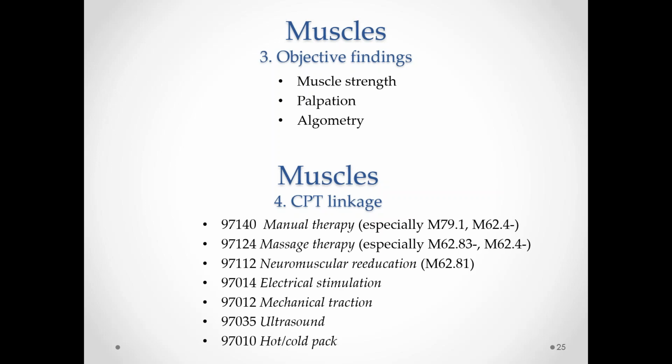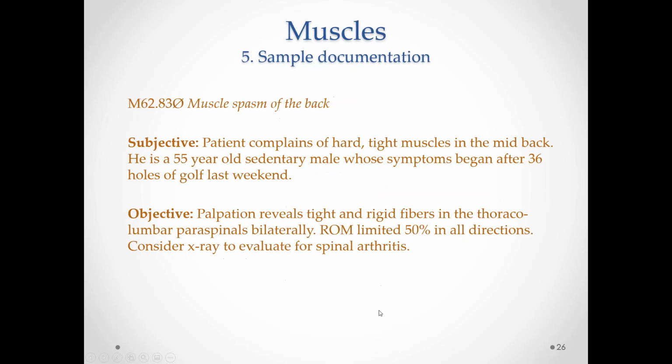But 97140 is getting scrutinized more heavily than ever by payers because some chiropractors didn't bill it properly in the past and still may not, and our payers are just getting almost unreasonable in how often and easily they'll deny that code. So here's an example of some sample documentation for muscle spasm of the back, which is M62830.